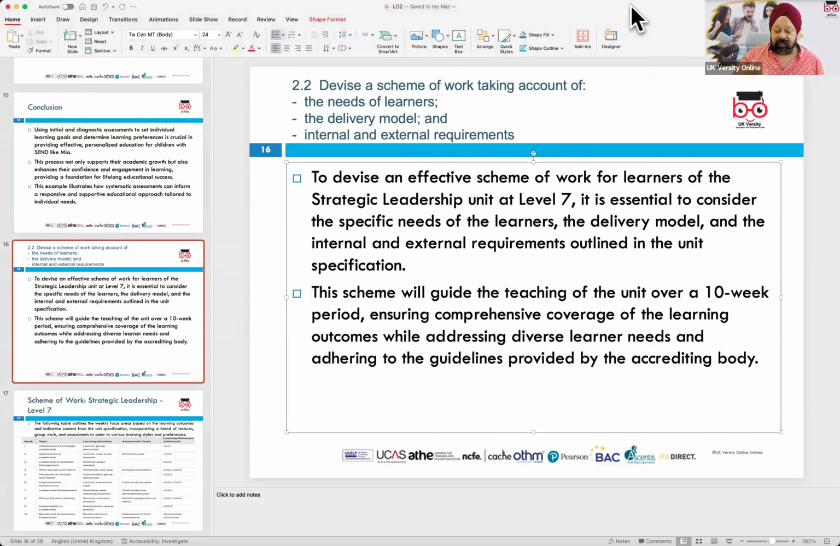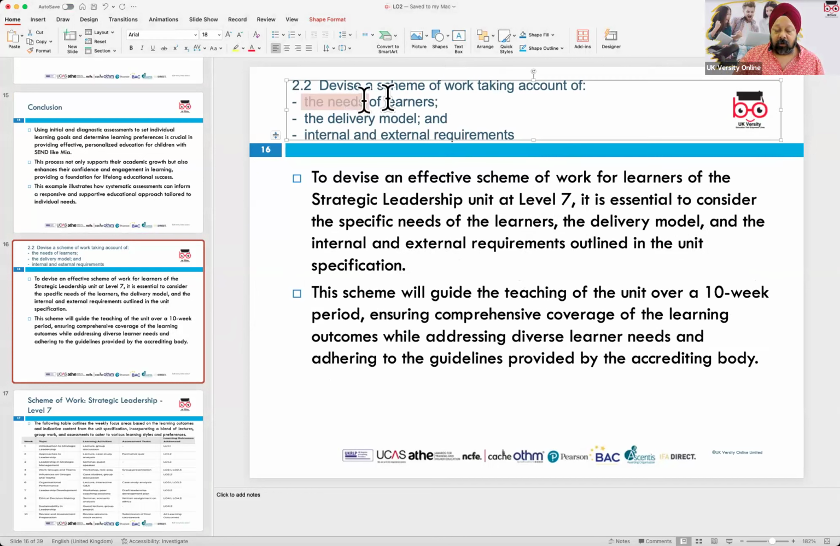Say, for example, if I attach a scheme of work, what I need to then do is talk about how it meets the needs of learners. So you might have to explain that, okay, this is an activity, this is my lesson plan that I'm doing on such and such day, this is the activity involved, these are the resources, and that is how it meets the need of the learner.